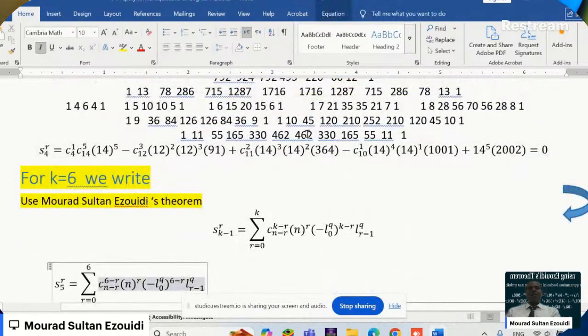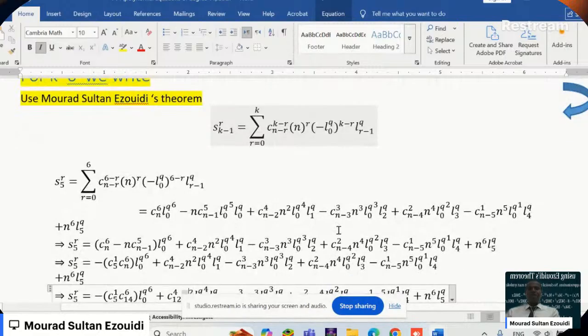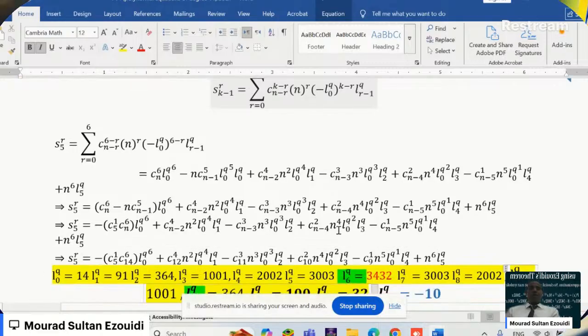I calculated this, in fact, and it's going to be equal to an L. So here, to find S5, just put k equals 6 in the recursive formula, or in the theorem of Mourad Sultan Ezouidi, and do your best. After deriving this formula, that will give you the sixth coefficient, which has to be written like that.